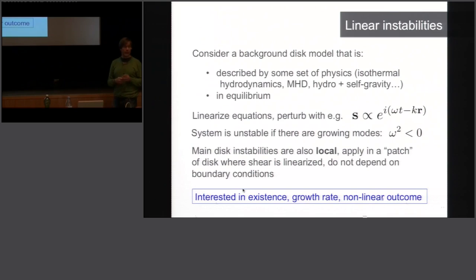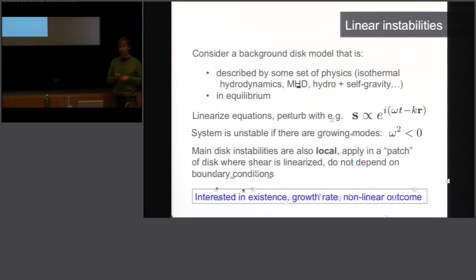The main instabilities we're interested in are also local, in the sense that if you took just a small patch of disk rather than the whole 2π of the disk, you could derive the instabilities and work out their growth rates within that small volume, rather than having to consider the whole disk along with its boundary conditions. What we're interested in is, first, the existence of these instabilities, which physical processes give rise to them, how fast they grow, and then what happens when we go beyond the exponentially growing linear phase and look at the phase where they develop into fully developed turbulence.